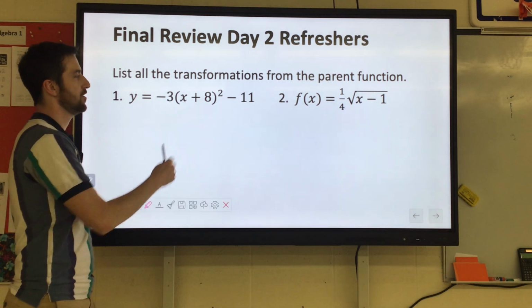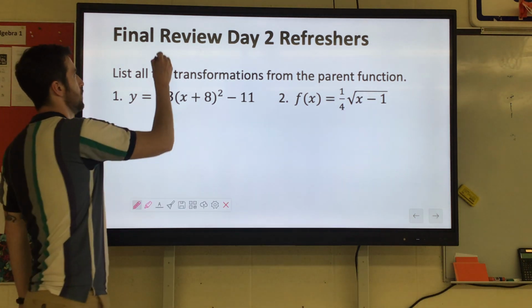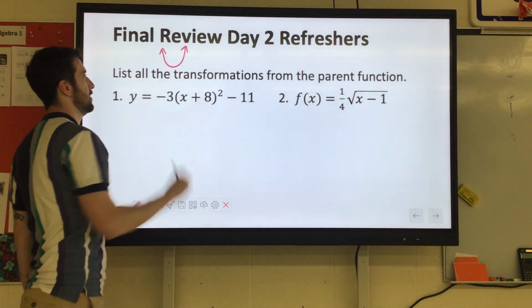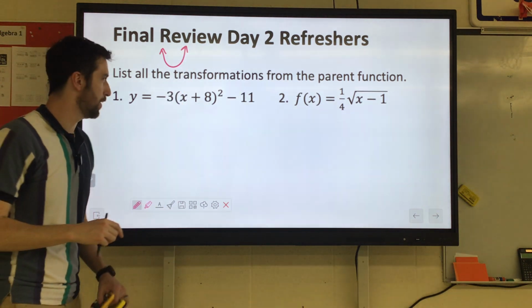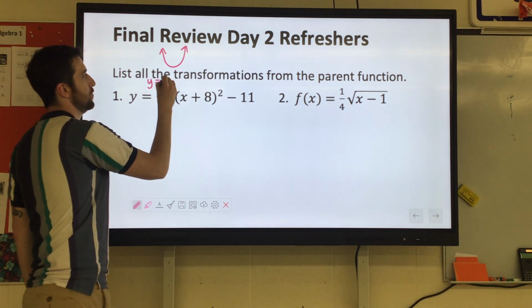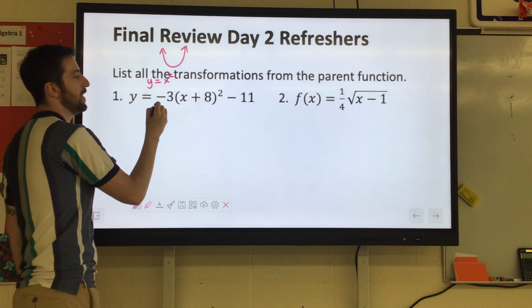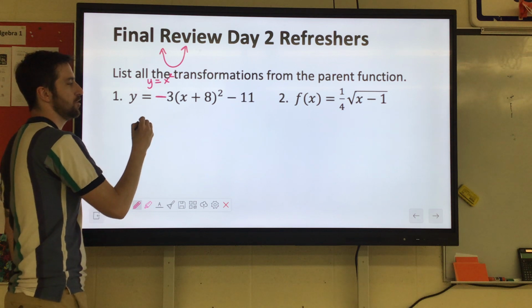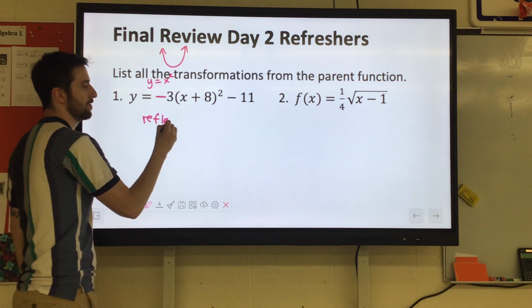Now, the parent function here is like y equals x squared, which, if you remember, anything to the second power is a u-shaped parabola. But what do these other numbers tell us? Because that's a lot different than the equation y equals x squared. Well, the negative in front would show it's reflected.